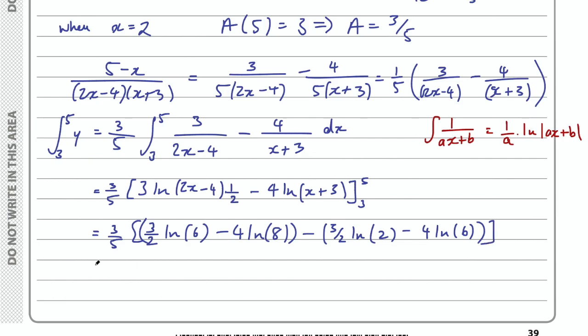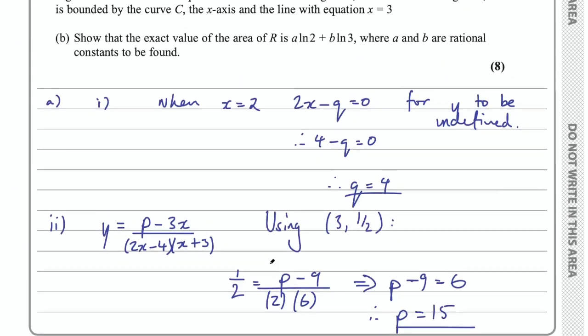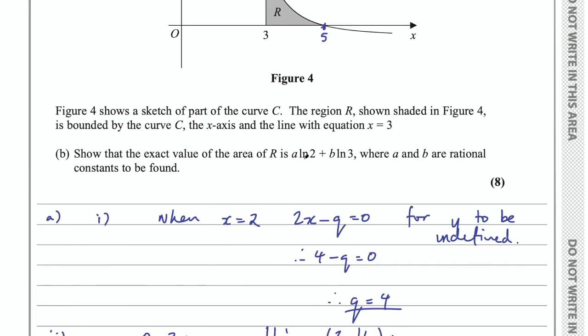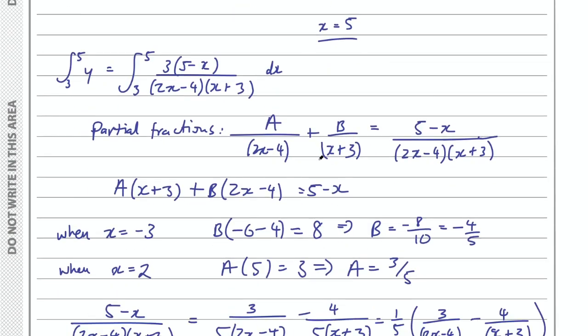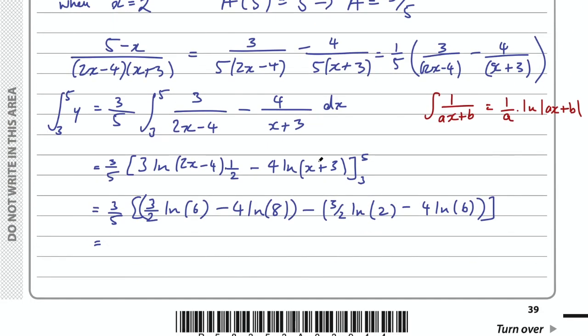And then I need to keep simplifying. And here I would probably go back and check what I'm looking for. So I need a log 2 and b log 3. So I need log 2 and log 3. That's going to be important. Currently, I have log 6, log 8, log 2, and log 6. And I need to kind of simplify those down.